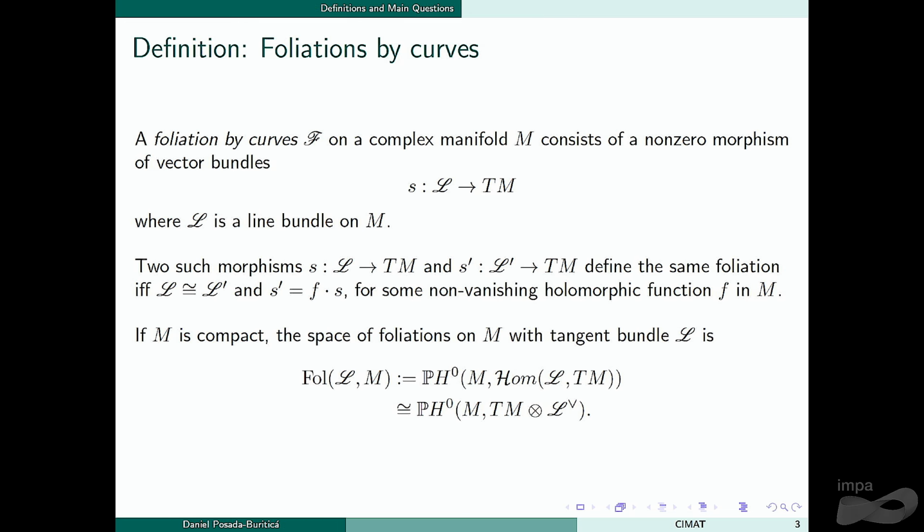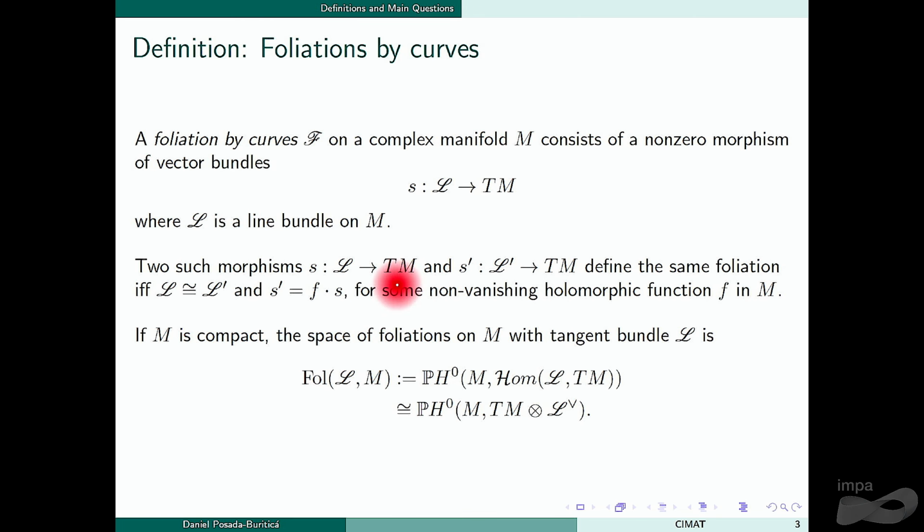In this case, we say that the line bundle is the tangent bundle of the foliation, and so foliations by curves are an equivalence class of these sections defined by this equivalence relation. Since in a compact manifold the only holomorphic functions are the constants, if our complex manifold is compact, the space of foliations on the complex manifold with tangent bundle L is the projectivization of this cohomology group. And that is isomorphic to this.